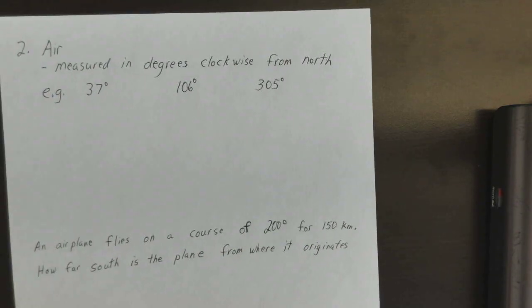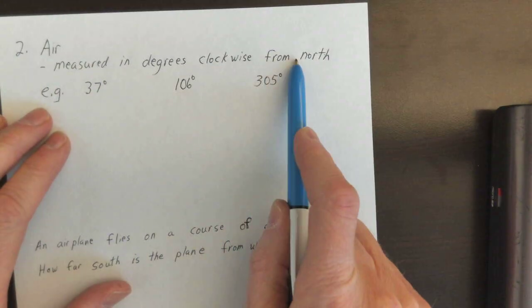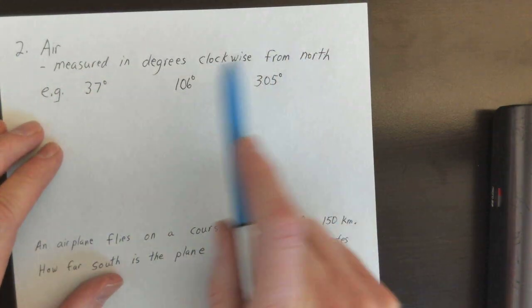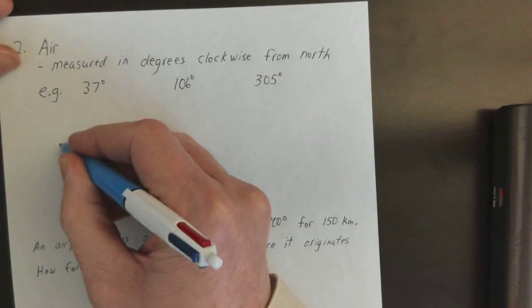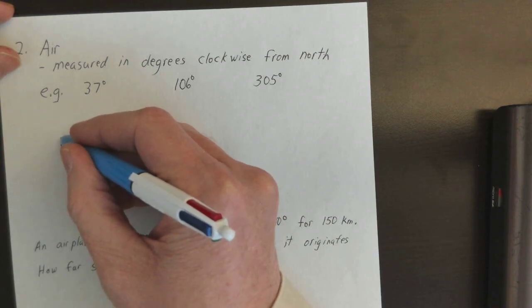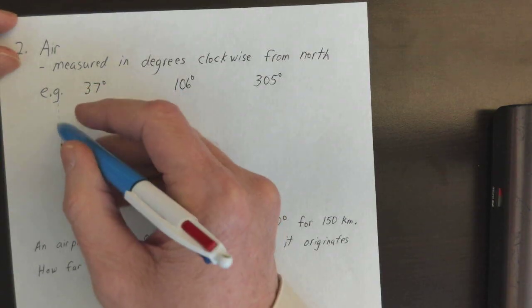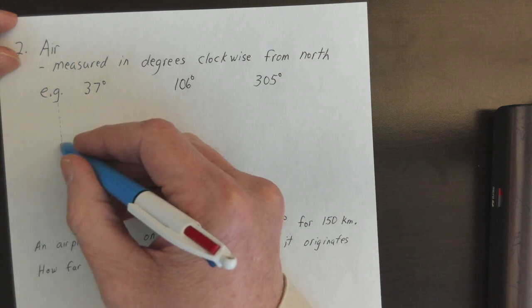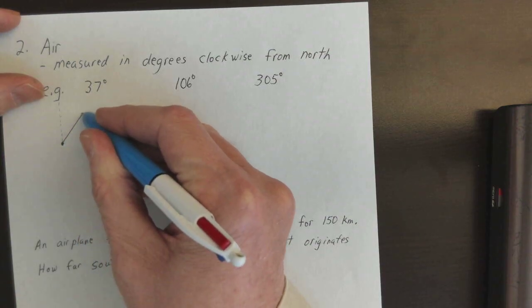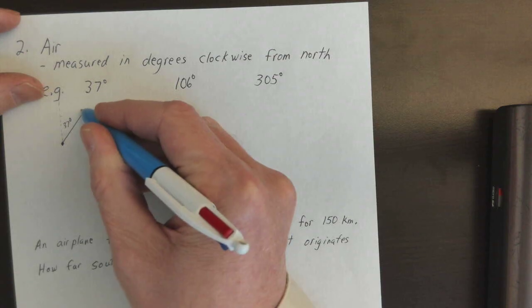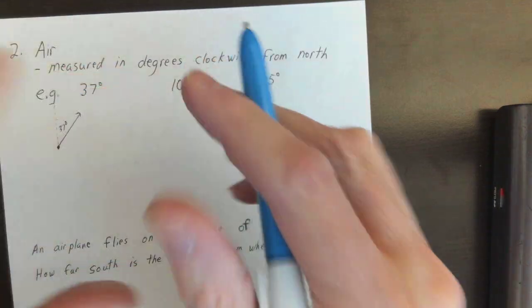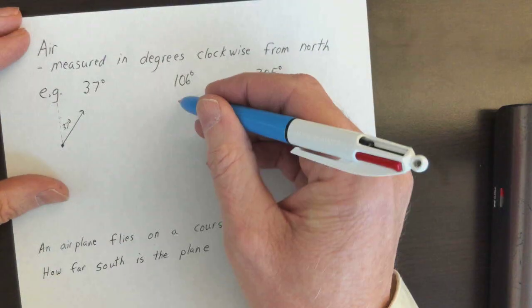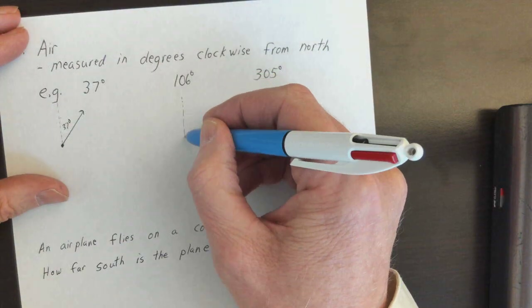Okay, well, we also have air navigation, and a lot of times air navigation is just measured in degrees clockwise from the north. Okay, so if I am at this point right here, and I am going a direction of 37 degrees, here's north, just go 37 degrees off of this northern side. This is 37 degrees here. That's the direction you're headed. If it's 106 degrees, they say that the bearing is 106 degrees.